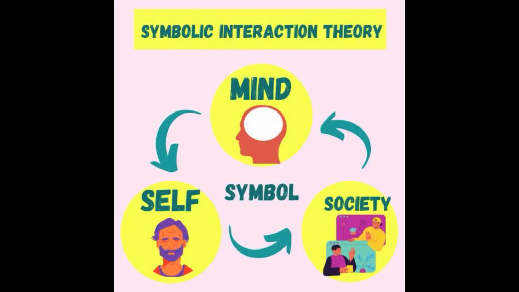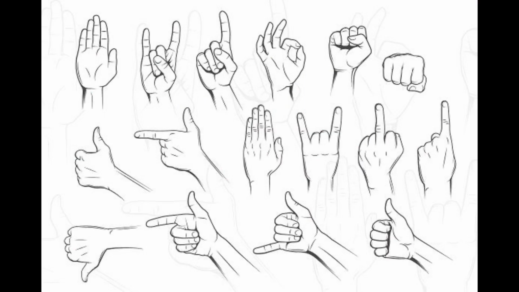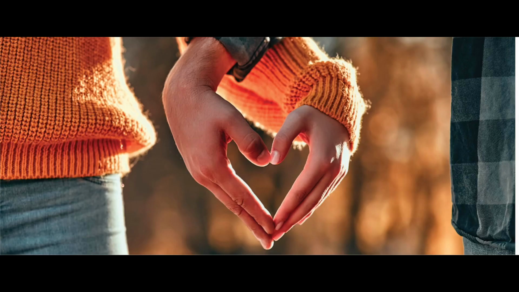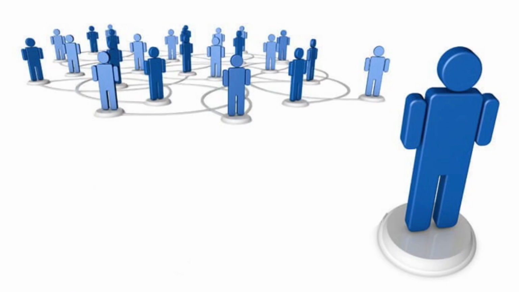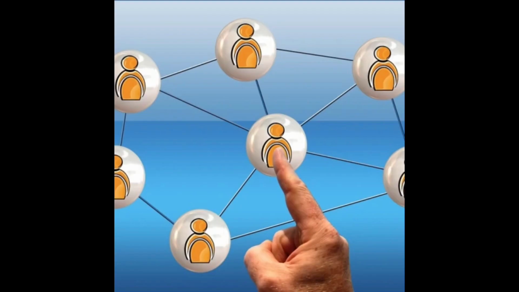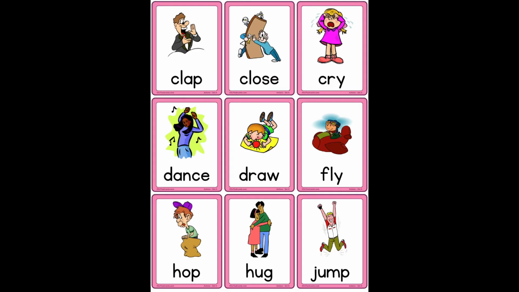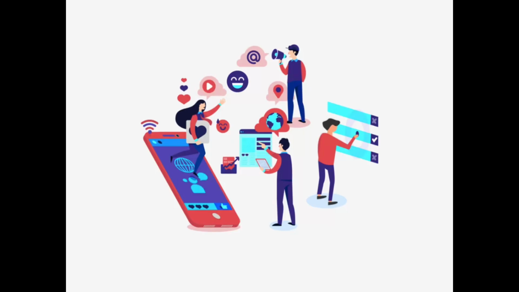It is a sociological perspective that focuses on how individuals create and interpret meaning through social interactions. It focuses on how people use symbols such as language, gestures, and objects to communicate and build relationships. Society is not a fixed structure, but is continuously shaped and reshaped through these interactions. This theory emphasizes that meaning is not inherent in objects or actions, but is socially constructed through interaction.